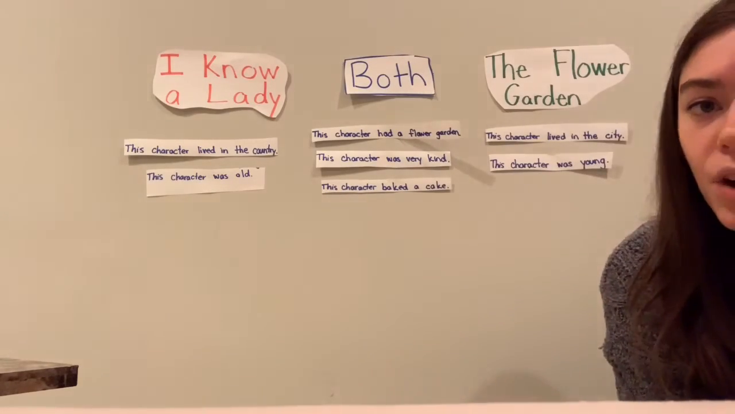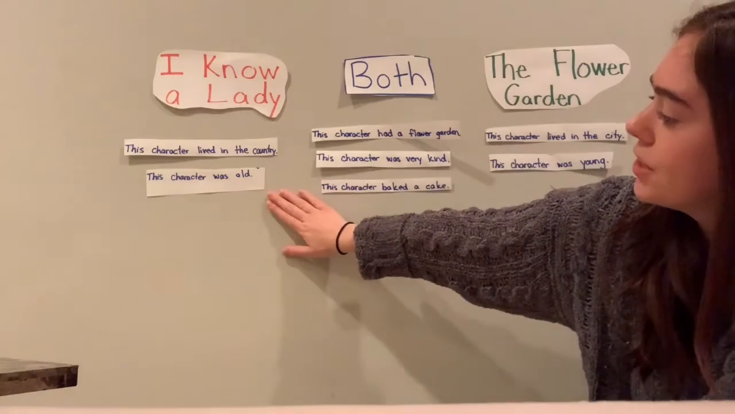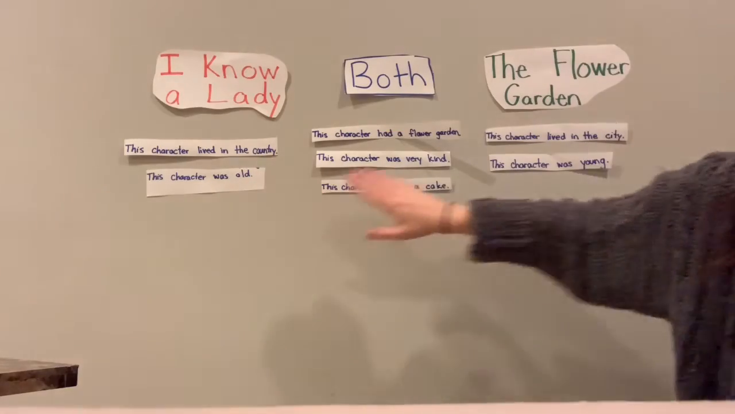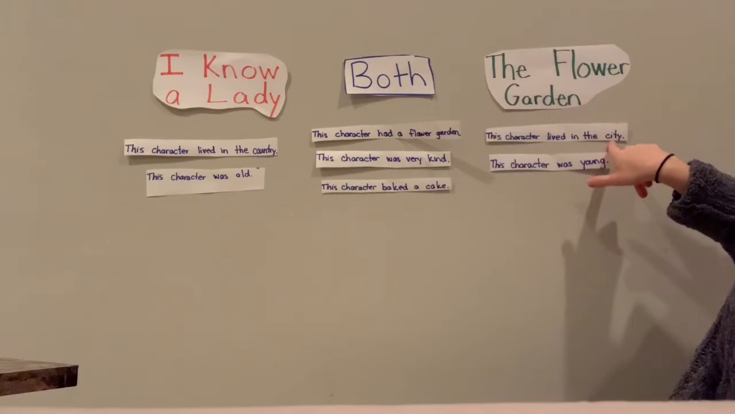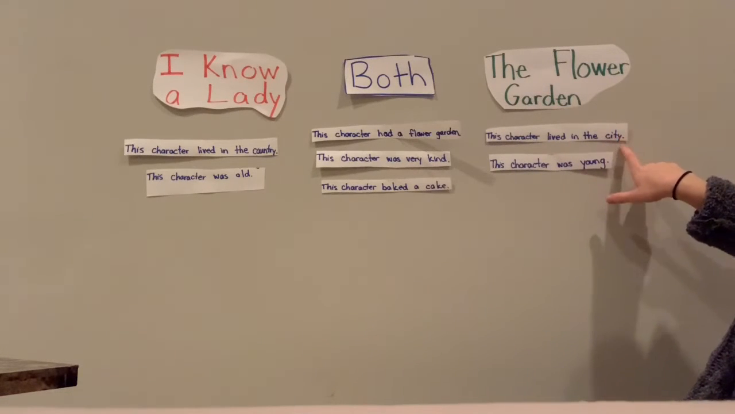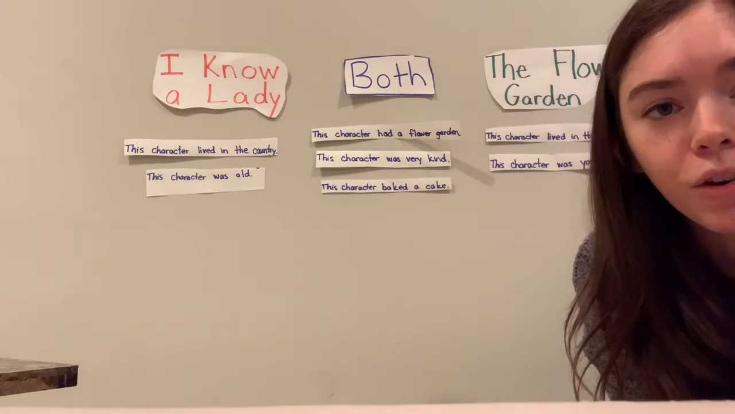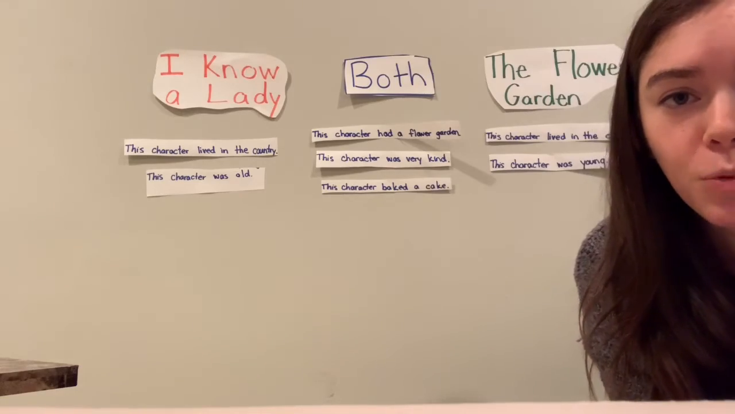So that's how we can compare characters. So this character, the old lady, she was old, she lived in the country. In this character, we had a young girl who lived in the city. And because she lived in a city, that's why her flower garden was outside of her window. She created a beautiful flower garden to hang outside of her window.